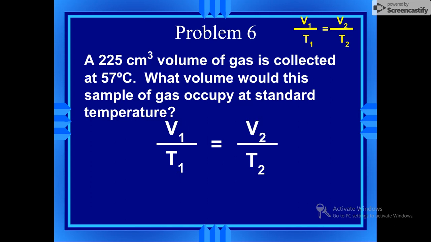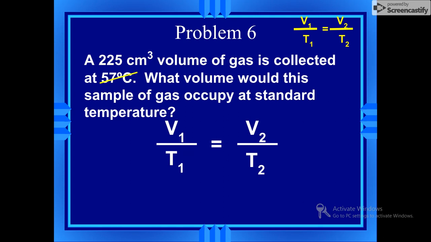Problem 6, similar thing. In this case, instead of our volume being in liters, our volume is in centimeters cubed, which is fine. That just means that our answer will be in centimeters cubed. A 225 centimeter cubed volume of gas is collected at 57 degrees Celsius. What volume would this sample of gas occupy at standard temperature? In order to figure out standard temperature, you need to refer back to your reference table. It's the box that I showed you guys earlier in class.